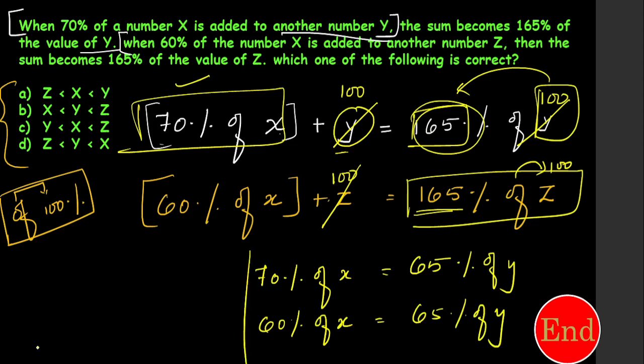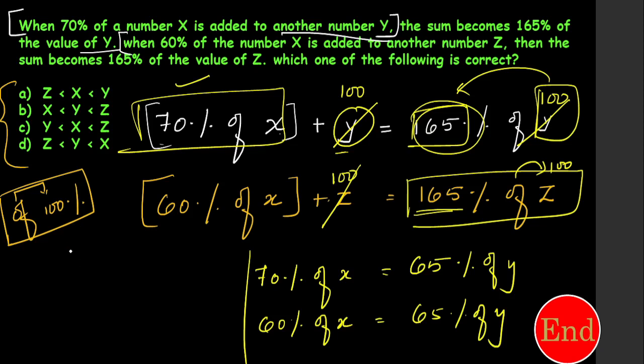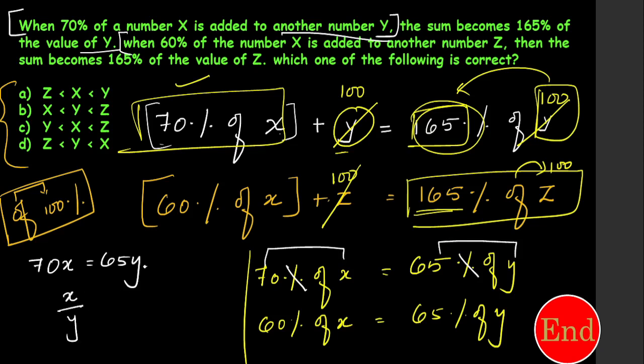That's it. Now listen clearly how we can write this equation beautifully. See, this 70x is equal to 65y. I can cancel the percentage and percentage. So 70 into x, 70x, and 65 into y, 65y. And from this we can identify one thing: x by y. When I take this y to the left-hand side, this 70 will come to this side. So 65 divided by 70. Is it right?